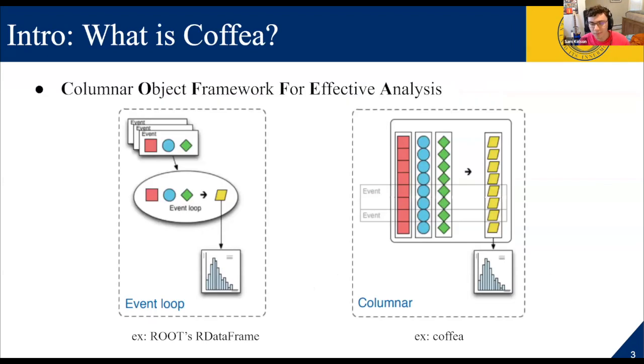So what is Coffea? Coffea is the columnar object framework for effective analysis. It is a library designed to integrate various essential components for conducting analysis at high energy physics experiments using the scientific Python ecosystem. So in ROOT, our data frame, which is kind of the analogous thing, when you analyze your data, you're going through each event in what's called an event loop. You go through each event, you do analysis on that one event, and then you do it for all the events in your loop.